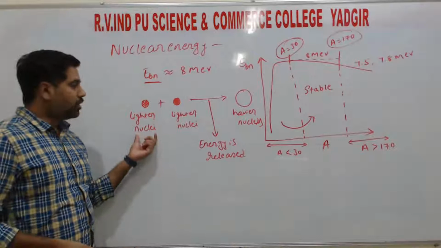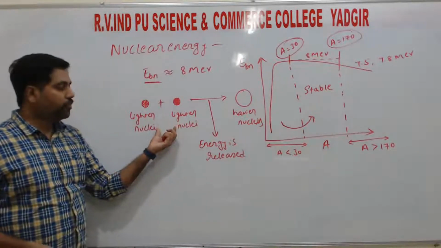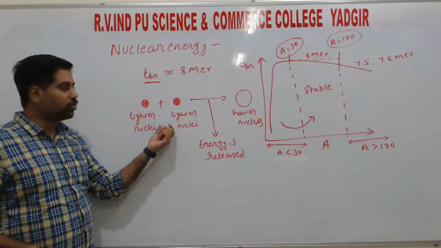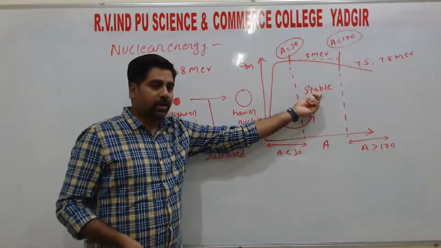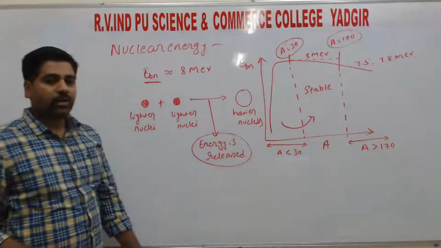Right? So the lighter nuclei can attain a stable nucleus by fusing with another lighter nucleus. That means two lighter nuclei fuse together to form a heavier nucleus. So this nucleus will be stable, right? So during this process, the energy is released, right?